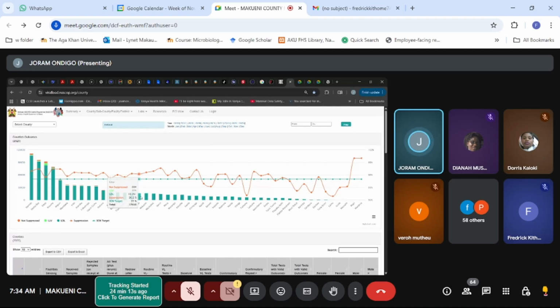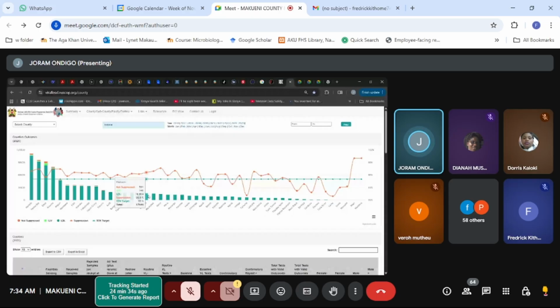Kitui, this year I've done 17,650 tests. Suppression 96.2. You can actually see that. Target is 95%. You go to Makueni, they have done 17,644 and a suppression of 96.6. You are right, 96.6. So they are doing very, very well.